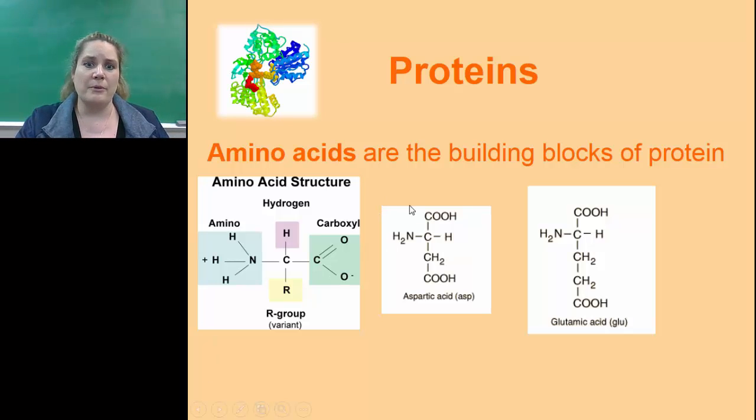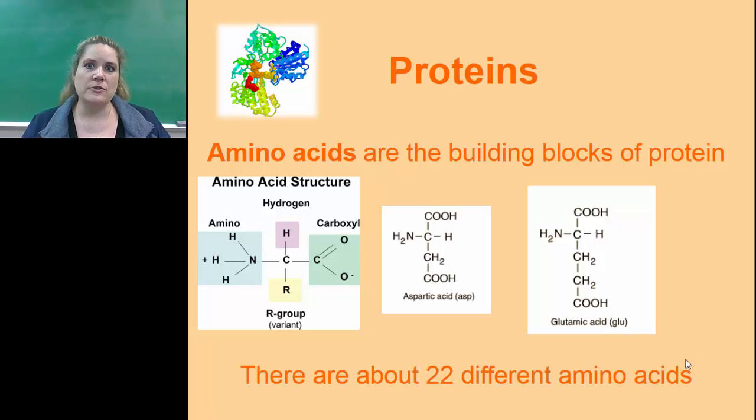So here's an example of aspartic acid. Central carbon, carboxyl group, amino group, hydrogen, and then here's our varied chain. Again, central carbon, carboxyl group, amino group, hydrogen, and then here's our chain that changes, that varies. So here's glutamic acid, here's aspartic acid. Amino acids have funky names.